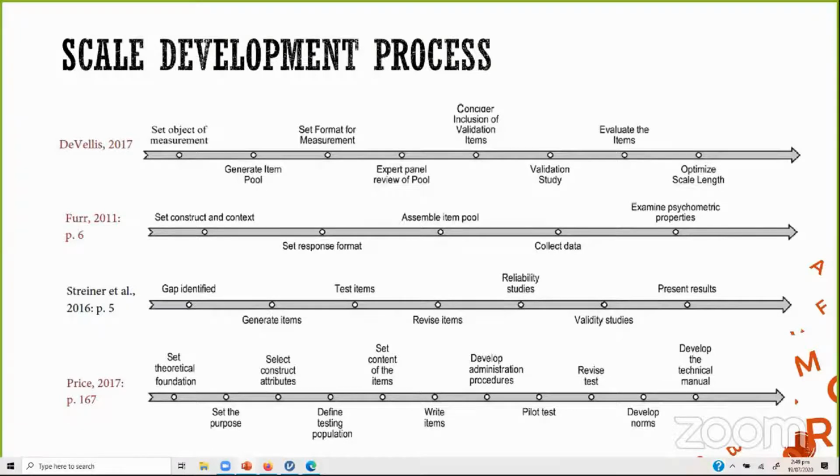The next step, a very important step, is to go to the panel or expert panel to review your items. Now there could be other steps as well. So we are just talking about developers, and then we are going to move towards the other options as well, and then we are going to have a more comprehensive scale development process as well. So I'm just going to explain what these terminologies mean.